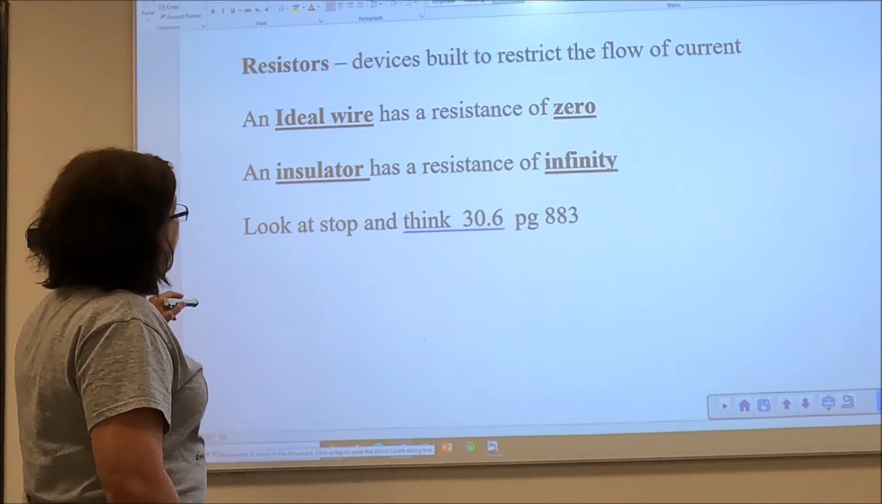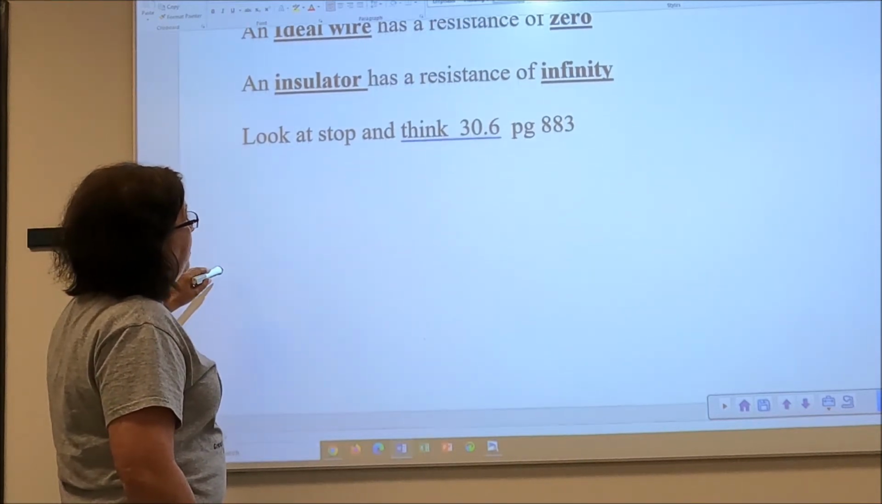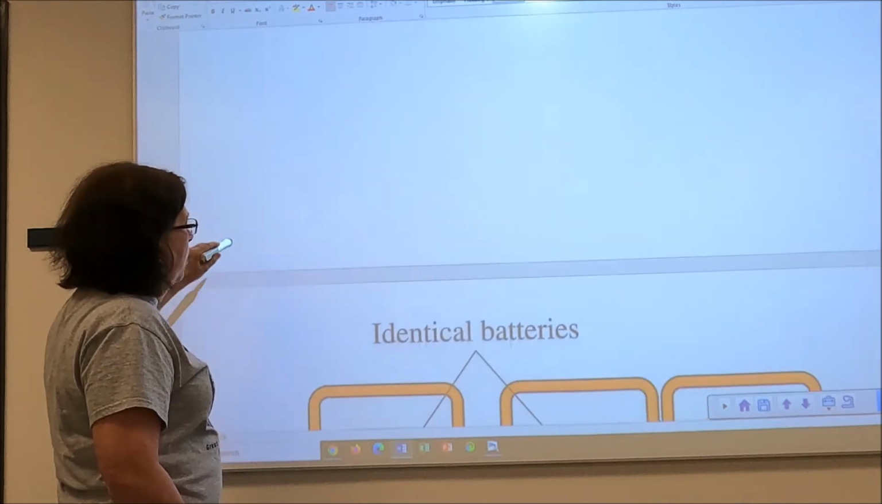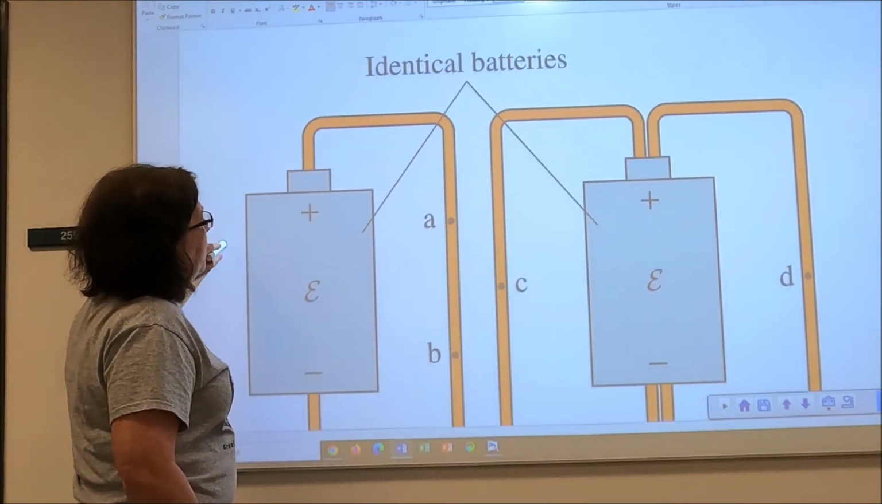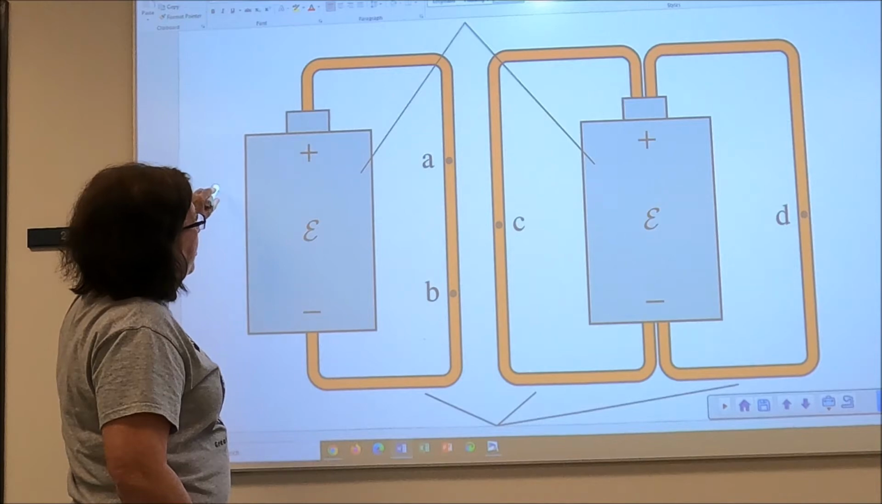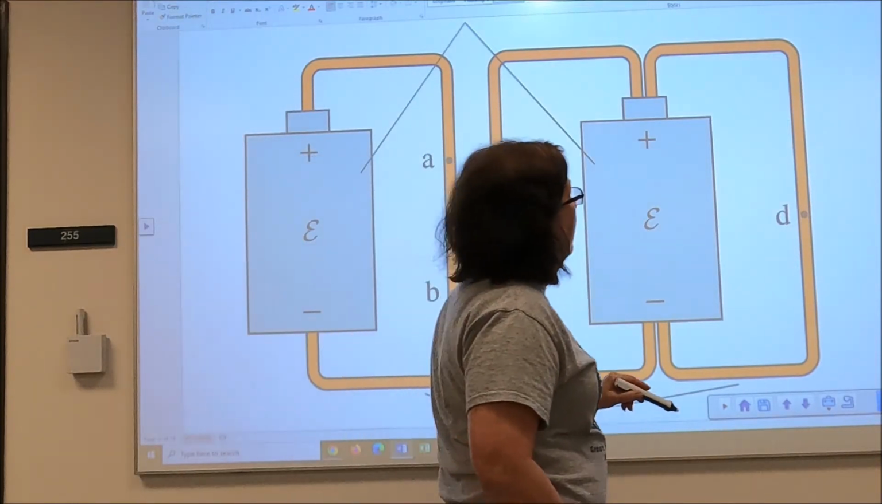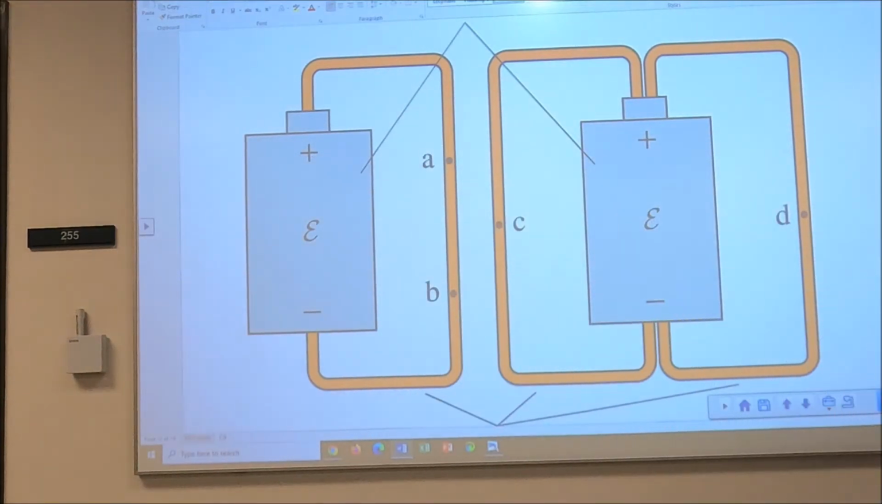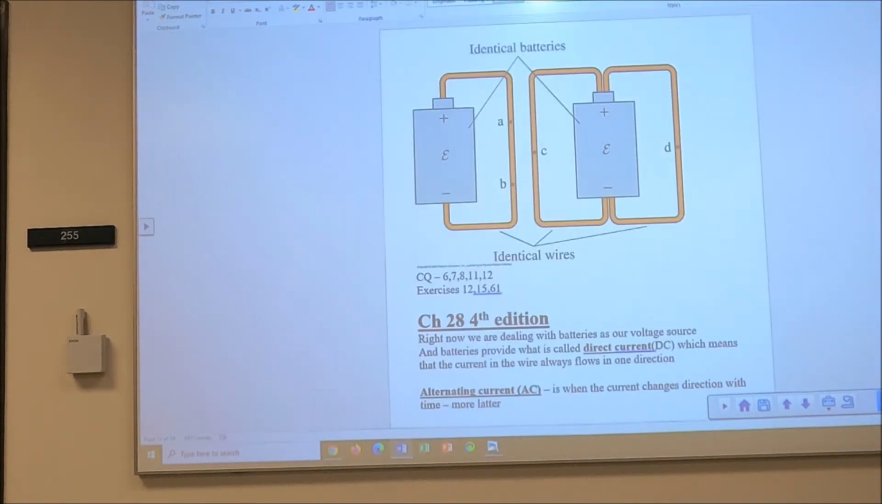So let's stop and look at 30.6. We're going to look at this situation here. Now, let's move this down just a little.